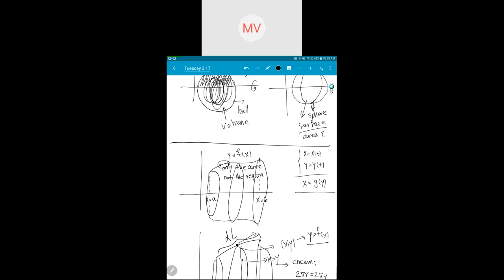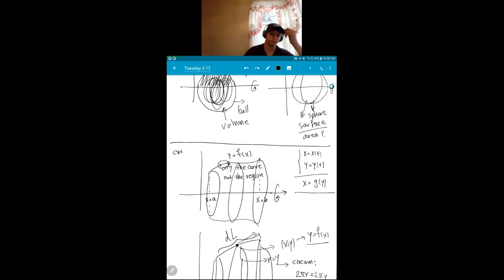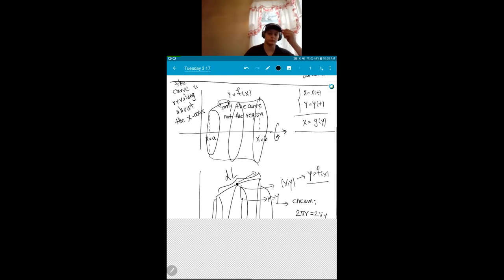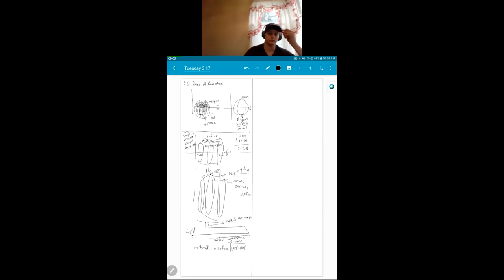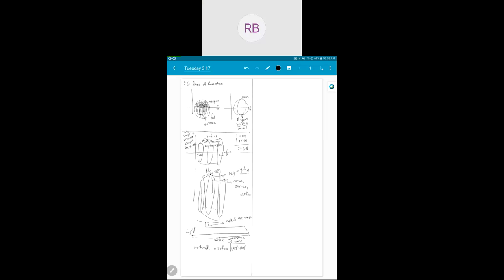So let me write down here that the curve is revolving about the x-axis. Okay. So we got to this formula down here. Let me go down there and finish that.